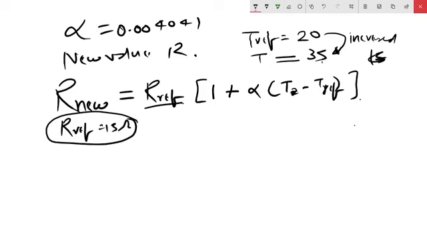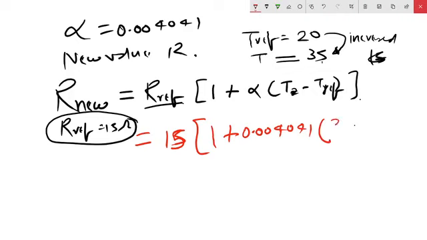Now if you put in all the values here, R reference is 15, 1 plus alpha value 0.004041, into 35, which is your T2 value, minus T reference, which is 20. If you solve all this, you will get a final value of 15.909 ohms.